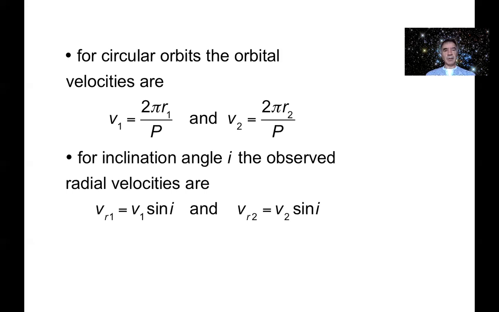Now we have to bring in the complication that our system is going to have an orbital plane inclined at some angle I, and so therefore we only see a certain component of the true circular velocity. We don't see necessarily the full component of radial velocity. And if you think about it for a moment, that'll be modified by a factor of sine I, where I is the inclination angle.